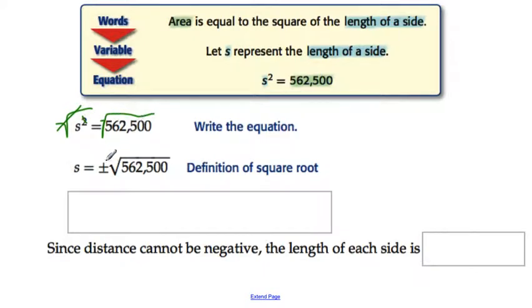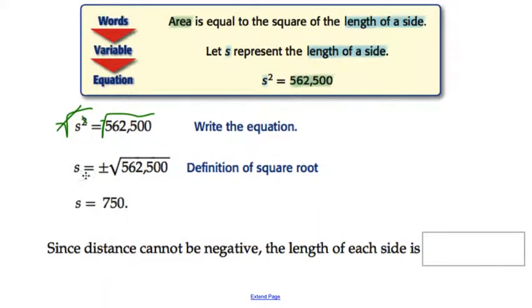And when I take a square root, I get two answers. But in this case, remember we talked about sometimes that negative answer doesn't make sense. It wouldn't make any sense to have a length that was negative. So we're going to throw away the negative answer, and we're only going to use the positive or principal square root. This is something you punch in on your calculator, and you end up with 750. So the distance will be 750 feet on each side.